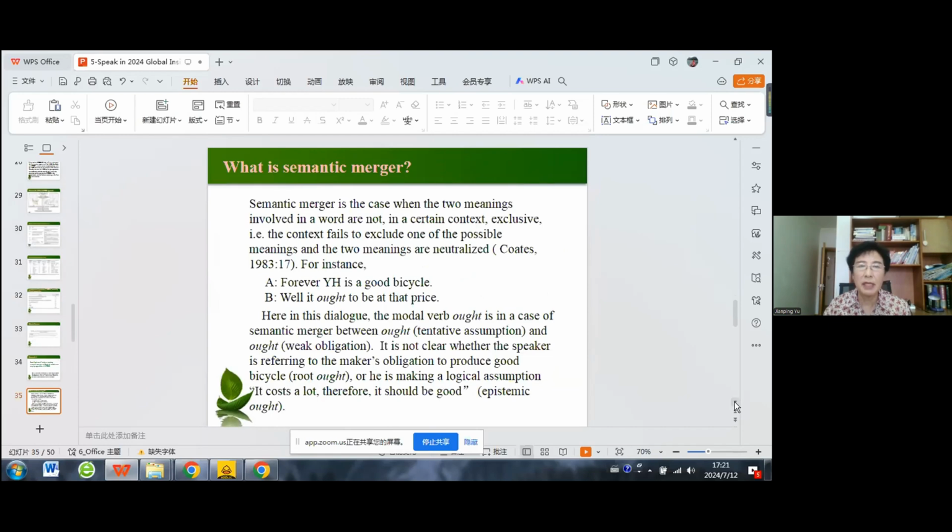What is a semantic merger? A semantic merger is a case where, context-exclusively, the two meanings are neutralized. For example, see the dialogue. A said, "Forever YH is a good bicycle." B said, "Well, it ought to be at that price." Here in this dialogue, the modal verb ought is in a case of a semantic merger between ought tentative assumption and ought weak obligation. It is not clear whether the speaker is referring to the maker's obligation to produce a good bicycle, or he is making a logical assumption: it costs a lot, therefore it should be good.